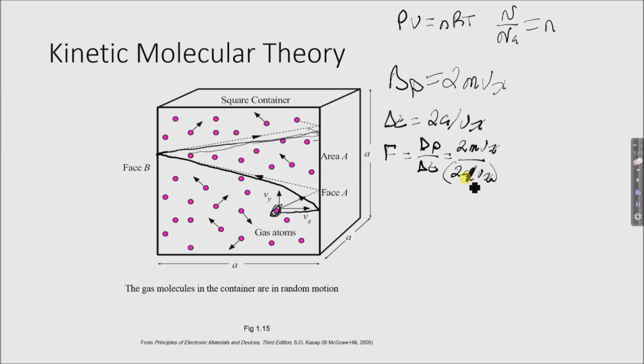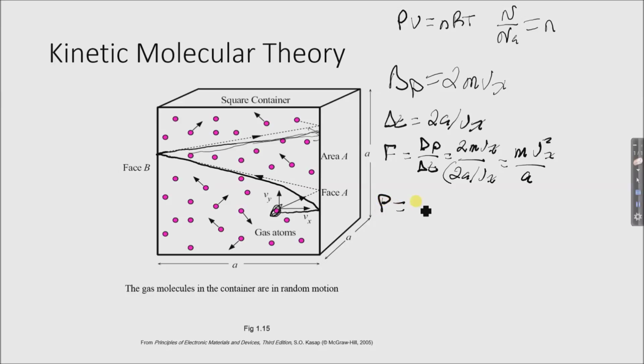And let me rewrite that for your viewing pleasure. Which can then be rewritten as the mass of a molecule times the velocity of the molecule squared in the x direction over a. Okay, so we said pressure equals force over area. And we're interested in the pressure exerted by n molecules on face A. So it's the sum of all of the molecules traveling in that x direction.